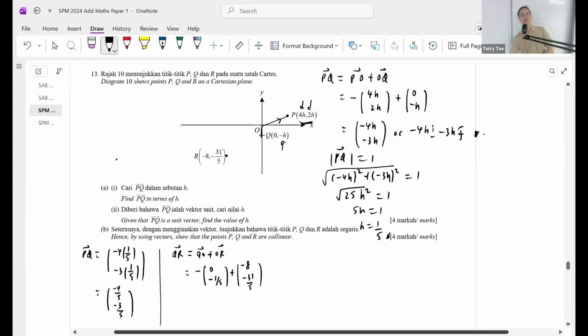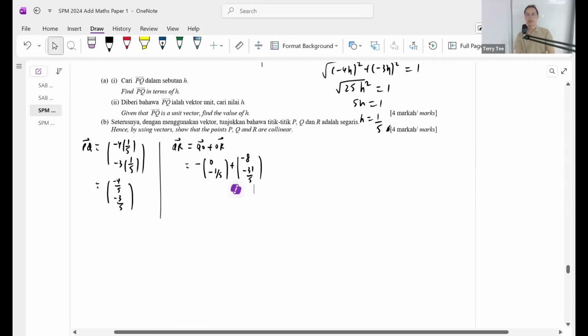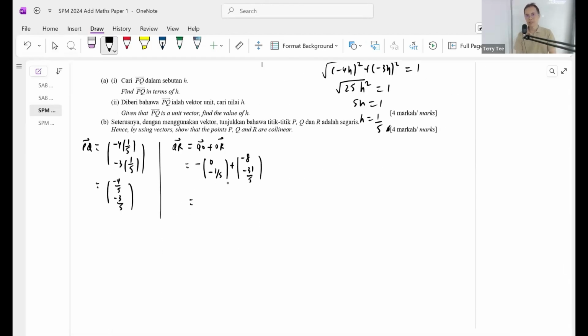Very ugly. Yeah? So let me move this up, I don't have enough space. This one is ugly because of the number here. So you get negative 8. Second one is 1 over 5 minus minus, so plus 1 over 5. 1 over 5 minus 31 over 5 is minus 30 over 5, which is negative 6. Okay, so I got my PQ, I got my QR.